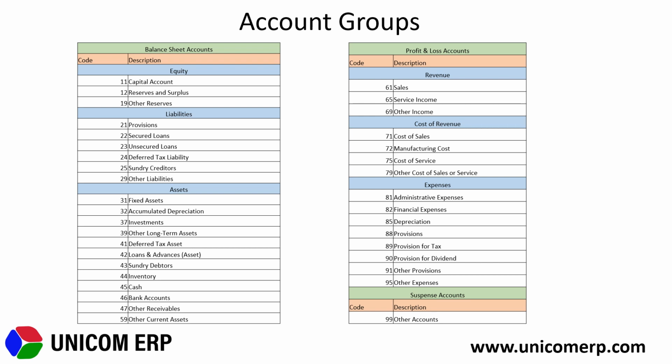To facilitate proper classification of accounts in an accounting system, Unicom ERP defines account groups, so that the accounts can be created under a specific group. This will help to provide a proper financial statement direct from the system.